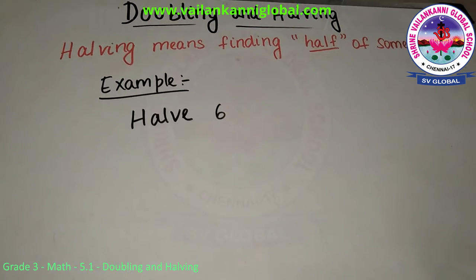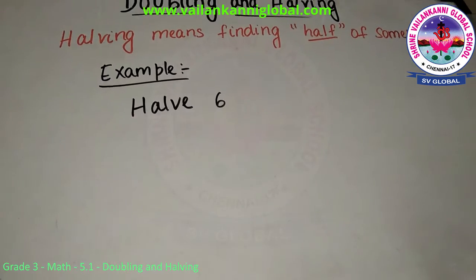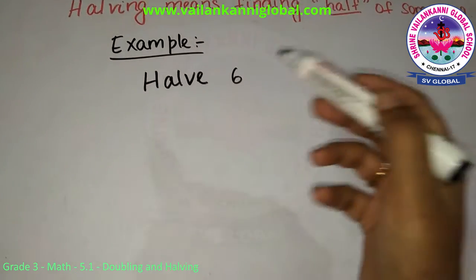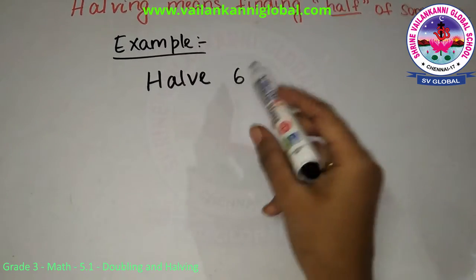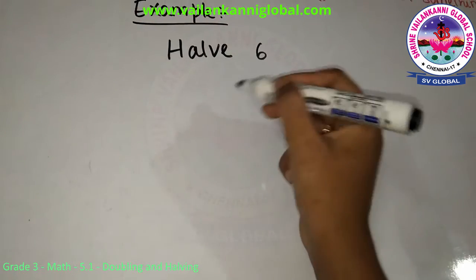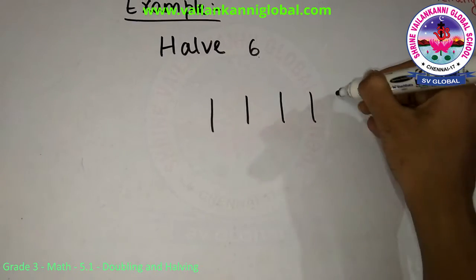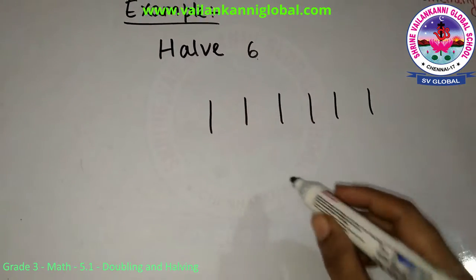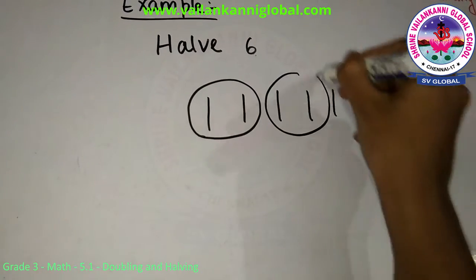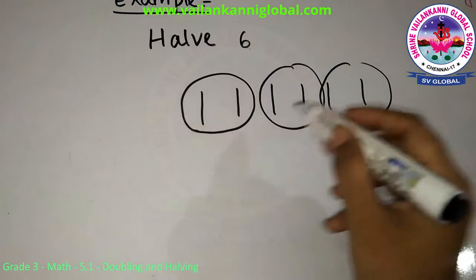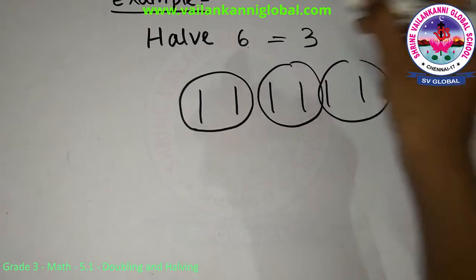The next one is halving. Halving means finding half of something. How can we find half of something? We can just divide by 2. So we have to find half of 6. We have to divide it by 2. Just draw 6 lines: 1, 2, 3, 4, 5, 6. Make them into pairs: 1 pair, 2, and 3. How many sets do you get? 1, 2, 3. So the half of 6 is nothing but 3.